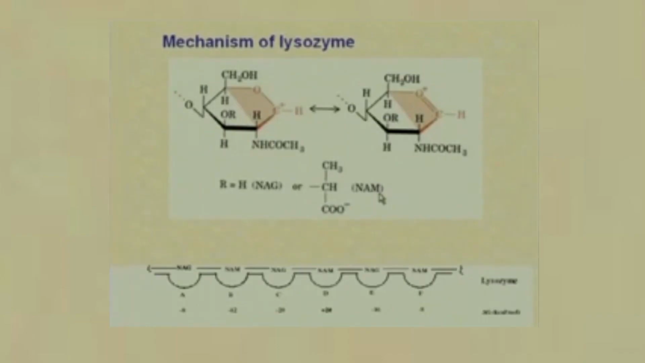Now what you have is alternating NAG, NAM, NAG, NAM, NAG, NAM residues in the bacterial cell wall. Okay? In the bacterial cell wall, there are 6 such sugar moieties that fit in the active site groove of lysozyme. So the active site groove of lysozyme that we saw in the initial schematic that I showed you can accommodate just 6 of these. Okay? It accommodates 6 of these and they alternate. So we have an N-acetyl glucosamine, N-acetyl muramate, NAG, NAM, NAG, NAM, and so on and so forth.